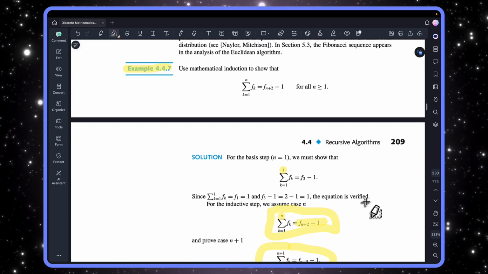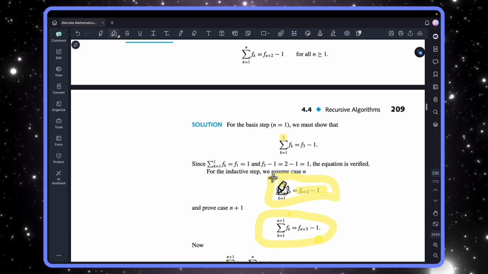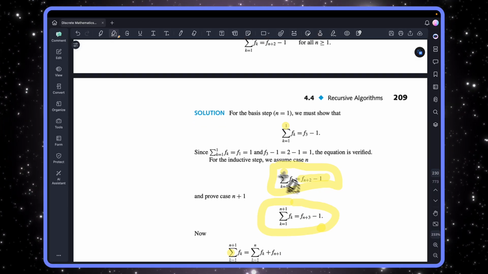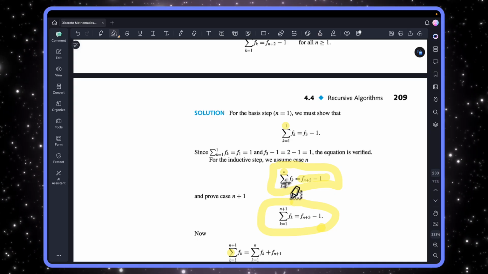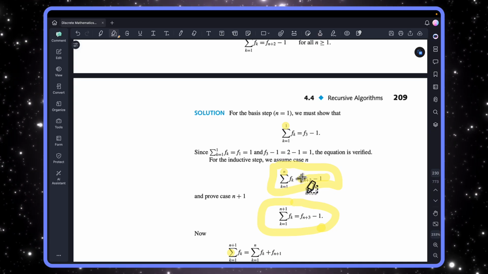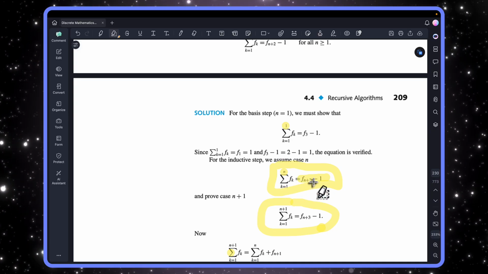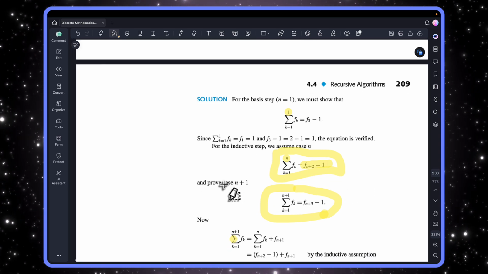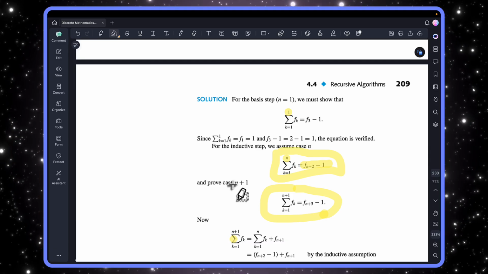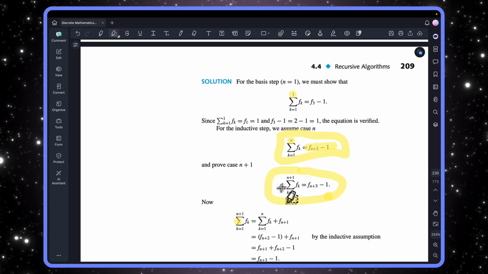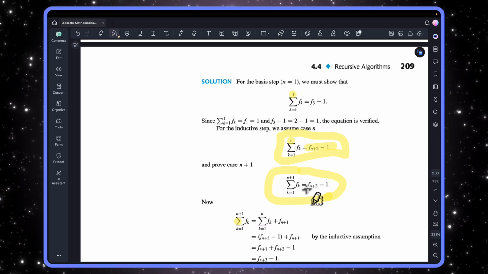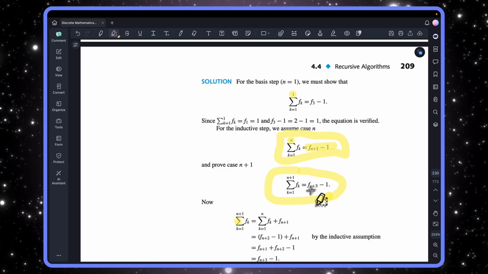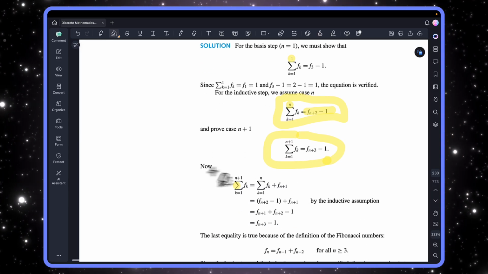And this verifies the claim. So for the inductive step, we assume the case n. That is, we assume that the sum from k equals 1 to n of f sub k is in fact equal to f sub n+2 minus 1. And now we want to prove the case for n+1. So what you do is just write it down, and we want to prove that it's equal to f sub n+3 minus 1.